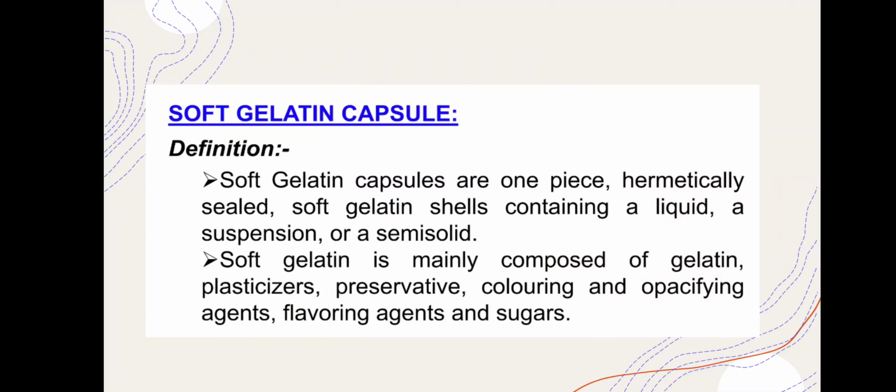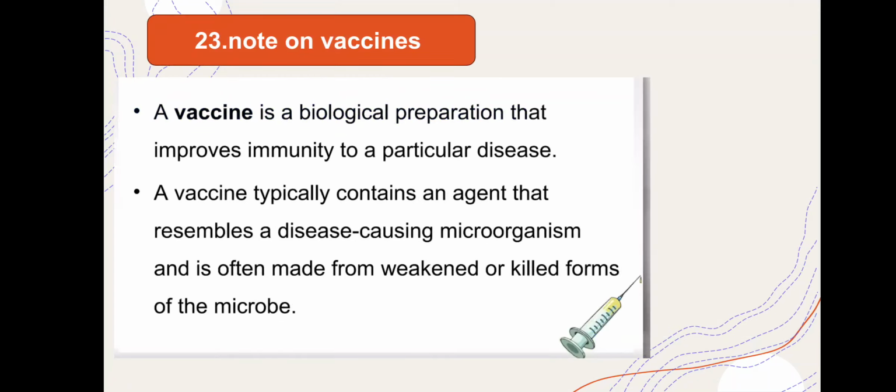Soft gelatin capsules are one piece, hermetically sealed soft gelatin shells containing a liquid, a suspension or a semi-solid. Soft gelatin is mainly composed of gelatin, plasticizers, preservatives, colorings, flavoring agents, sugars and so on.